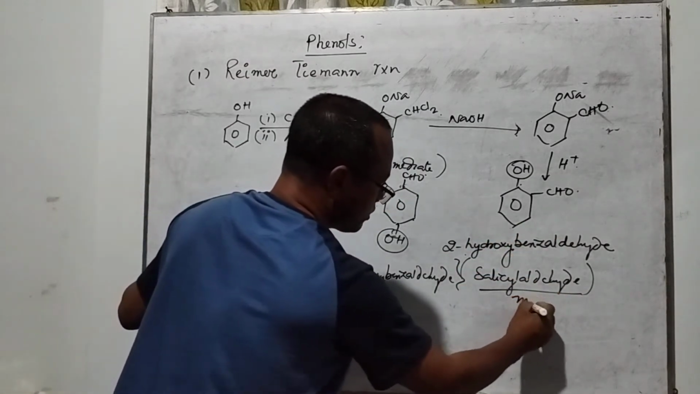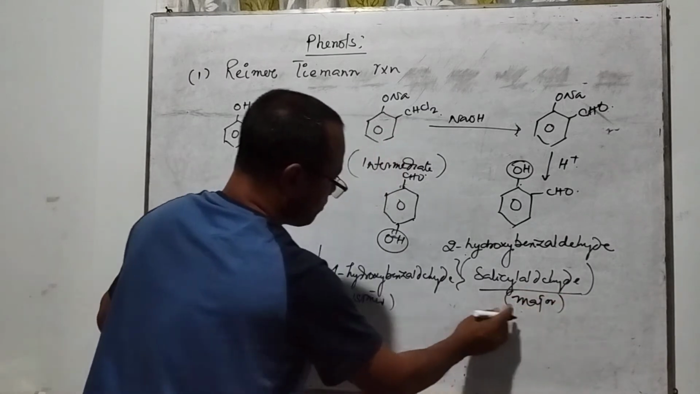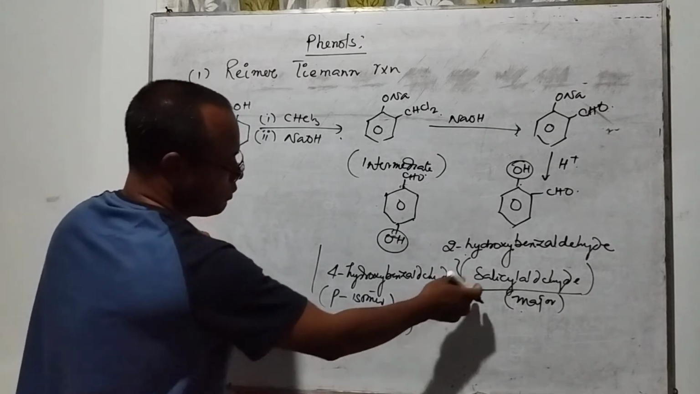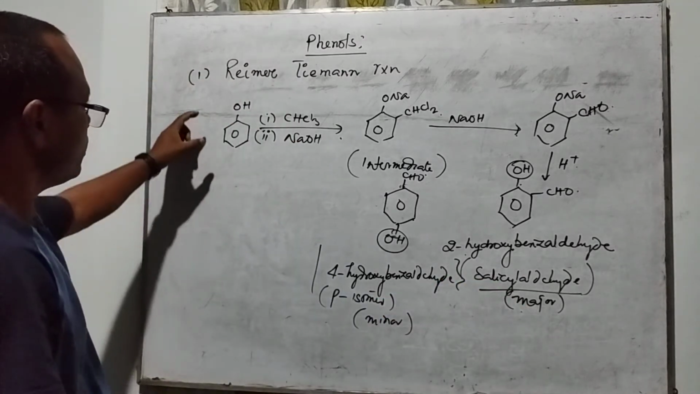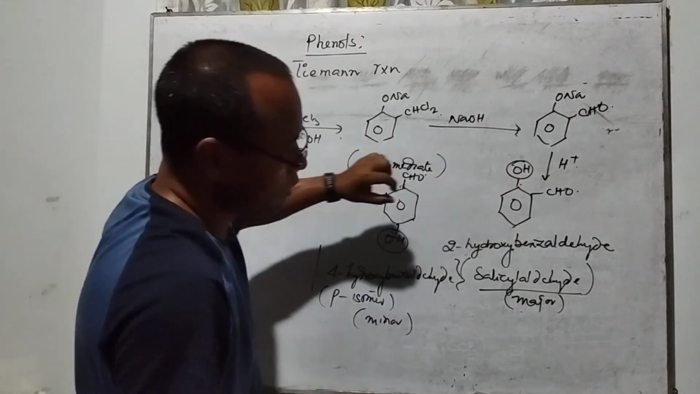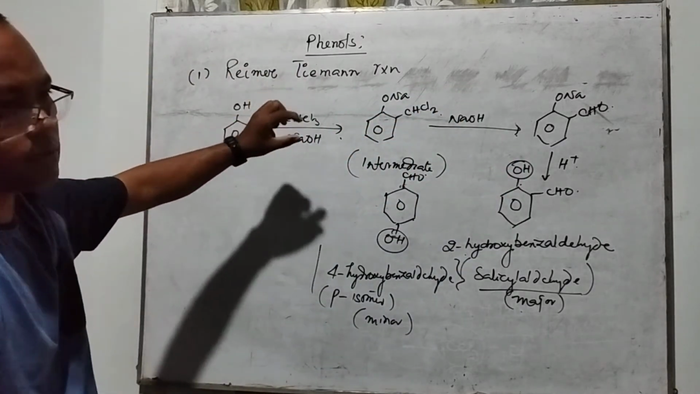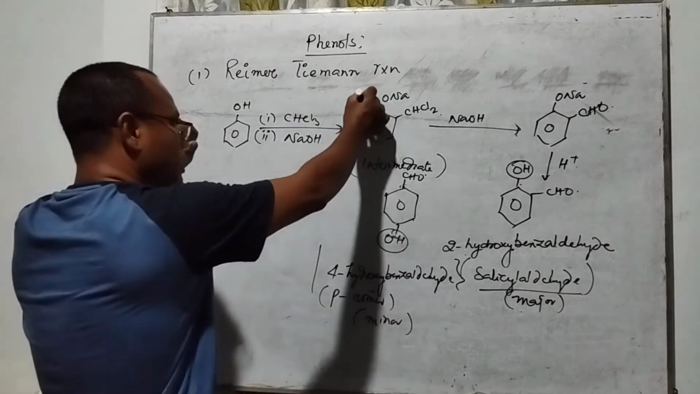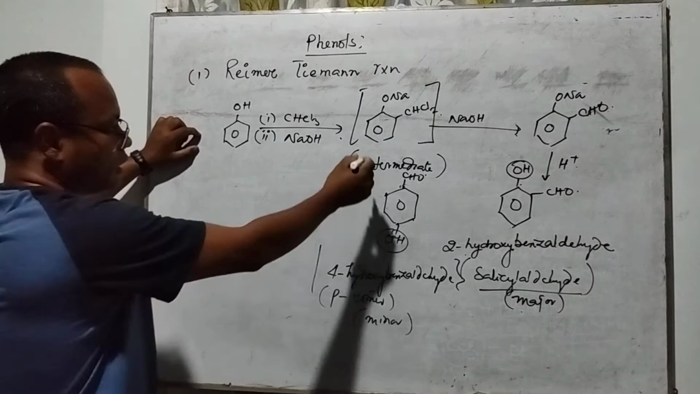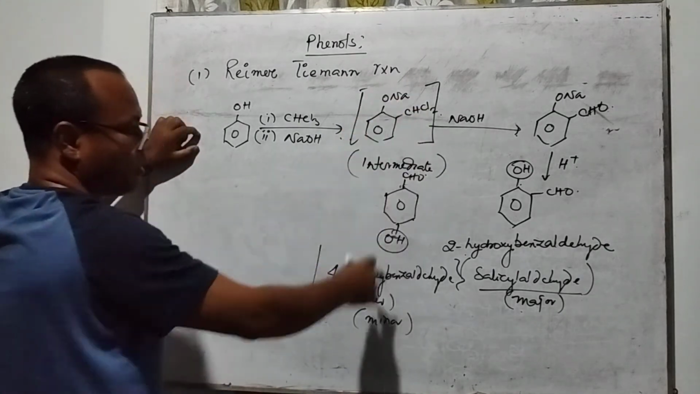This is the major product, and this is the minor product. We don't consider the minor product; we only consider the major product. So when you write the Reimer-Tiemann reaction, you just write these reaction steps. In the reaction steps, we should remember the intermediate formed in between, so that is what we can write here.